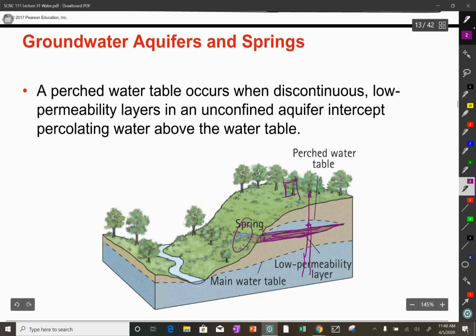This spring here is water coming off. So it's basically an artesian spring from that perched water table. This stream is where the water table is above ground level.